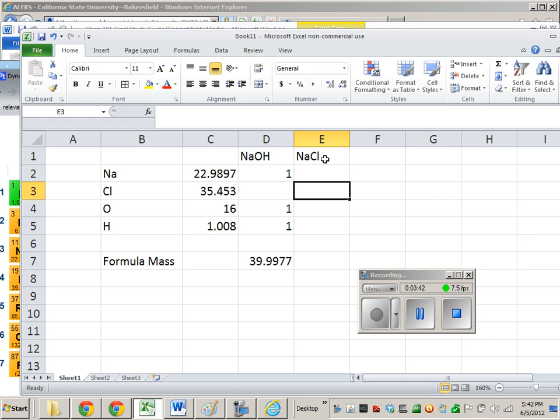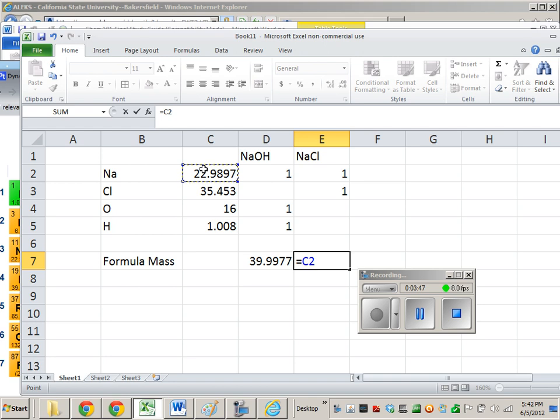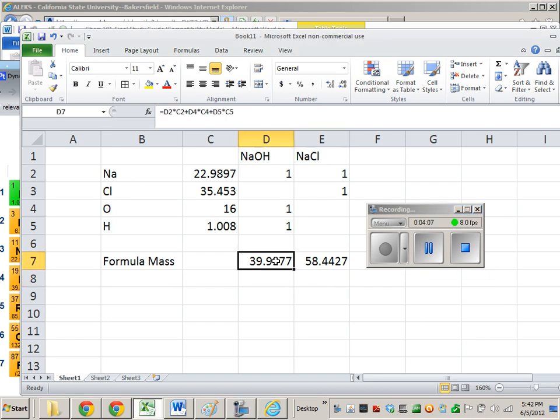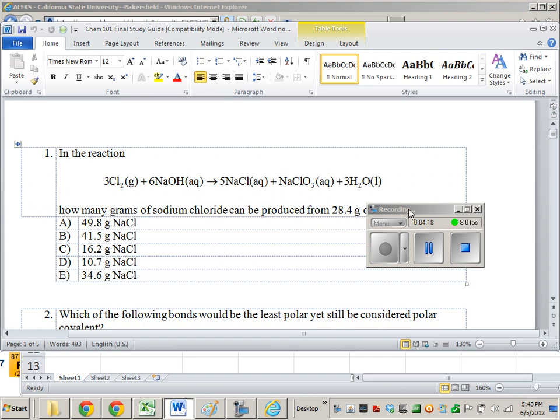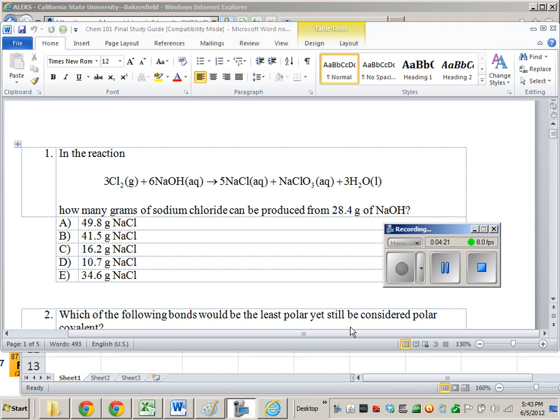For sodium chloride, there's only 1 sodium and there's only 1 chloride. So if I multiply the atomic mass of sodium times 1 and add 1 times the atomic mass of chloride, I get this for the formula mass. Okay, so this is the formula mass for NaOH, and this is the formula mass for NaCl. And let's see, we were given that we start with 28.4 grams of NaOH.